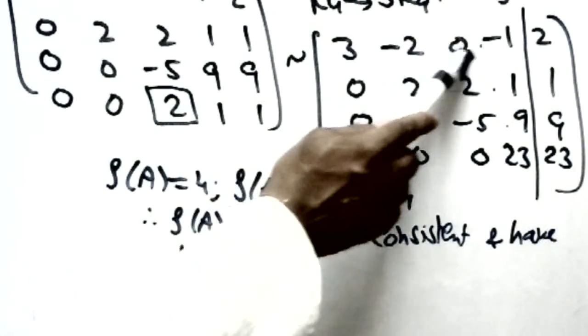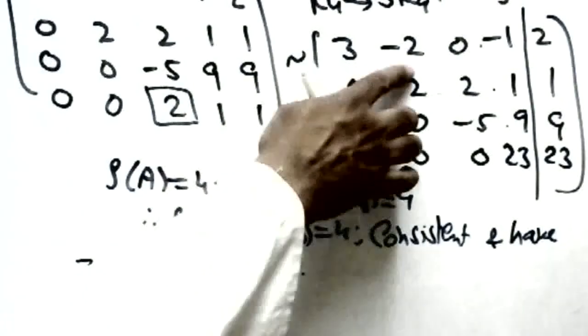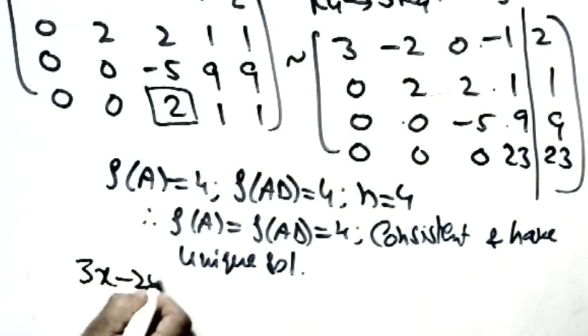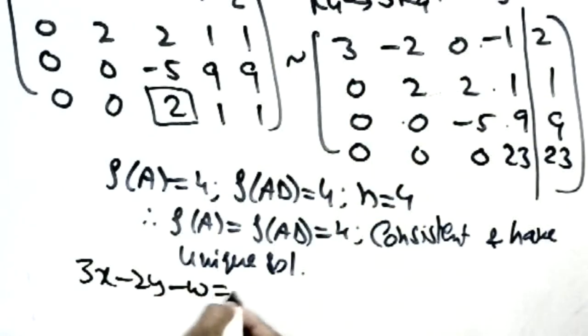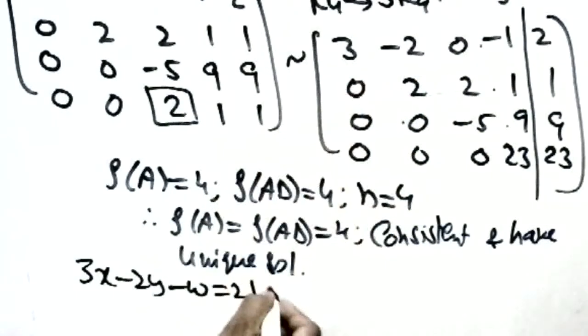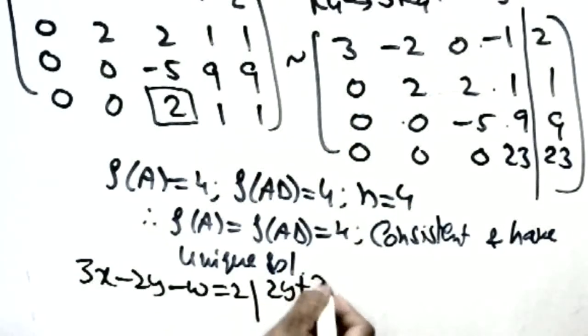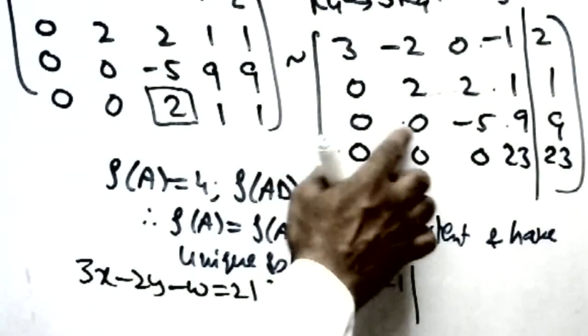Again, you substitute the values of x, y, z, w. So what we are left with, if you write x here, it will be 3x. If you write y here, minus 2y, 0z, leave this one, minus w equals 2. One equation we got here. 2y plus 2z plus w equals 1.